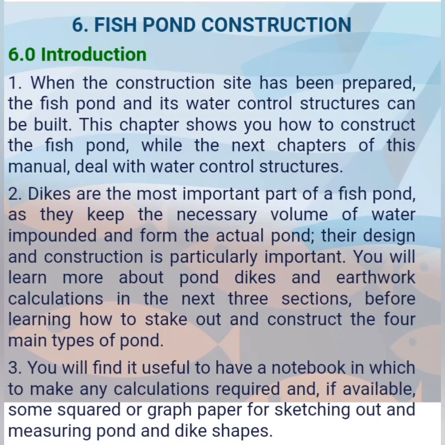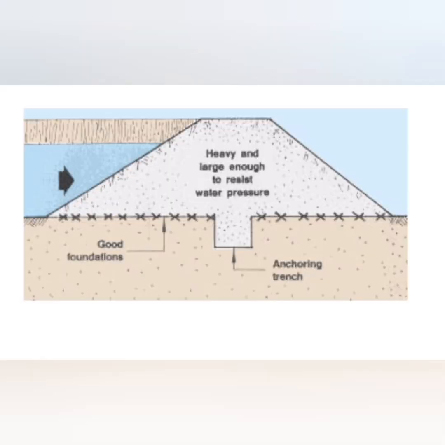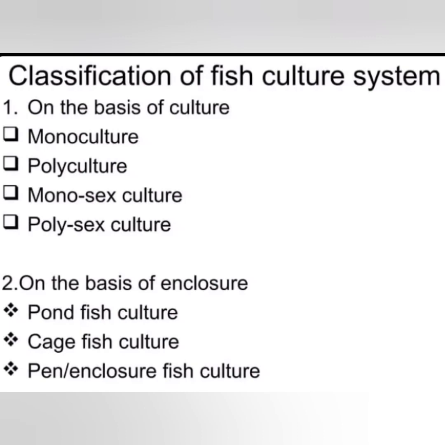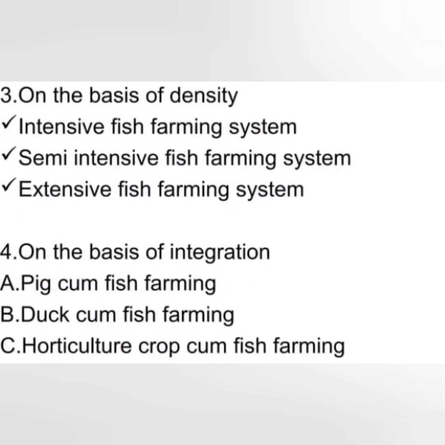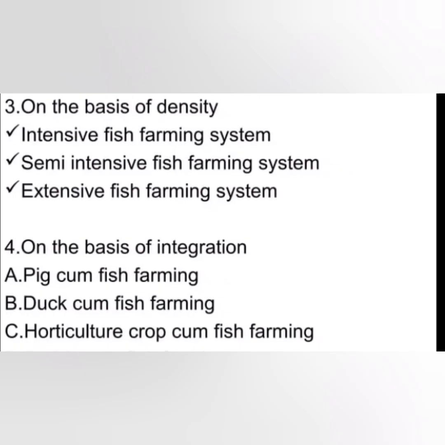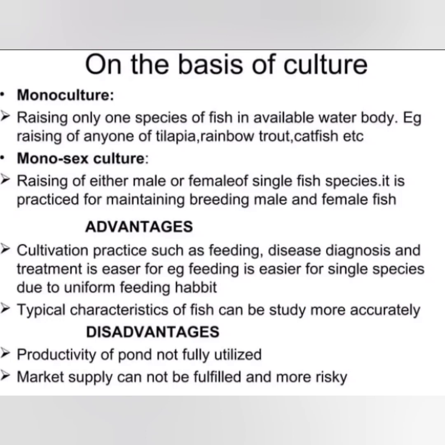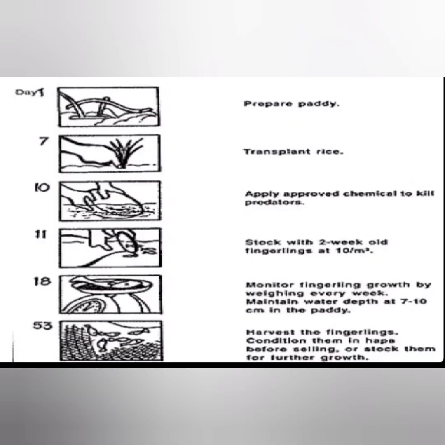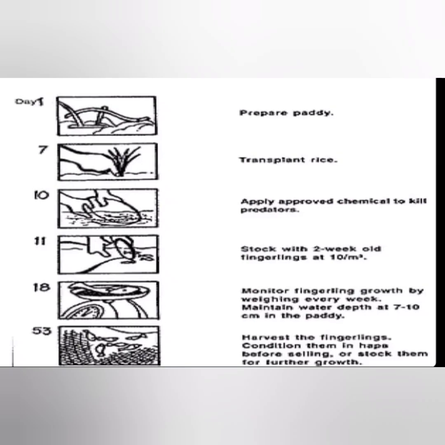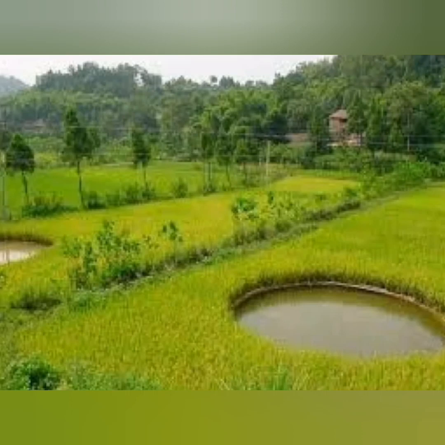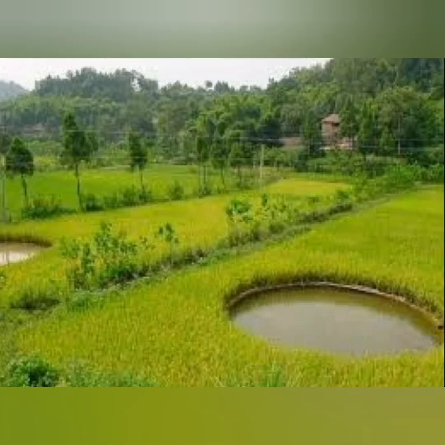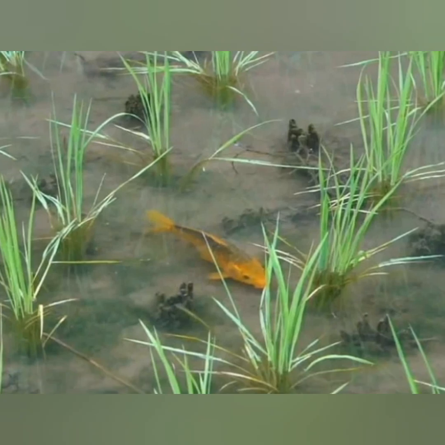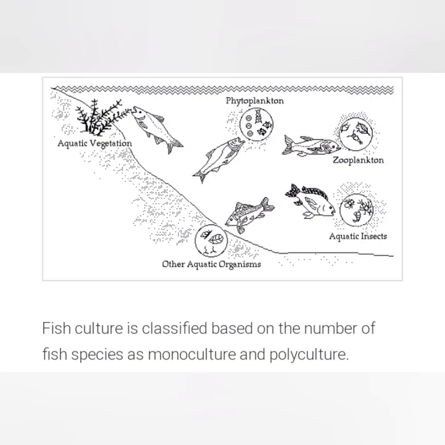They are classified into four major categories: based on the culture, based on enclosure, based on the density, and based on the integration. The first one is on the basis of culture, that is monoculture, polyculture, monosex culture, polysex culture. On the basis of enclosure, that is pond fish culture, cage fish culture, pen or enclosure fish culture. On the basis of density, intensive fish farming system, semi-intensive fish farming system, extensive fish farming system. On the basis of integration, pig cum fish farming, duck cum fish farming, horticulture crop cum fish farming, paddy cum fish farming.